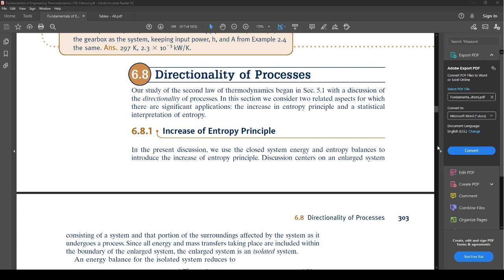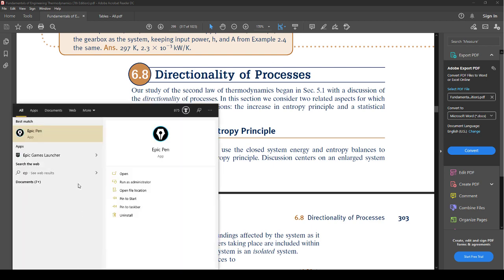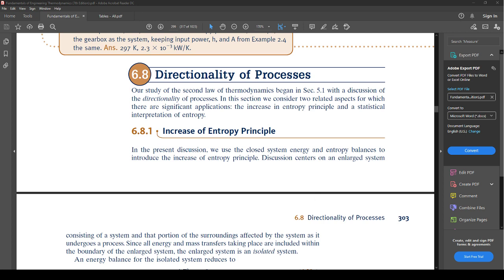As I said, we're doing directionality of process. So it says, our study of the second law of thermodynamics, which is what we've been doing for quite a while, began in section 5.1 with the discussion of the directionality of processes. In this section, we consider two related aspects for which there are significant applications: the increase in entropy principle and a statistical interpretation of entropy. So, like I said, this might be a shorter section, but we're going to do some questions afterward.